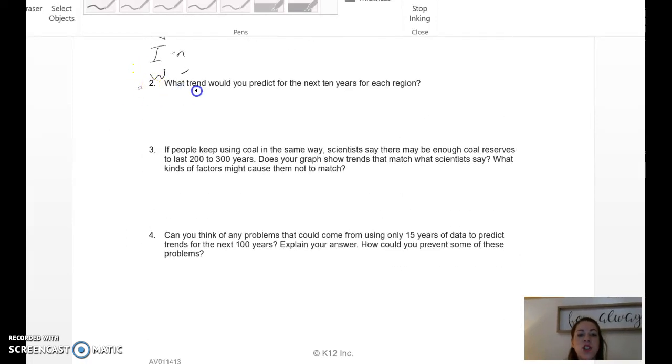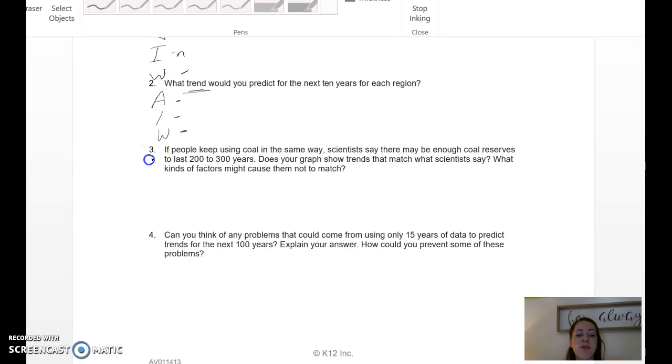Number 2, it says, what trend would you predict for the next 10 years in each region? So a trend means, is it going up, is it going down, or is it remaining steady? So what trend? Again, you need to answer for Appalachian, for Interior, and for Western. That's 3 points. Number 1 and 2 are both worth 3 points because you have to answer for each region.